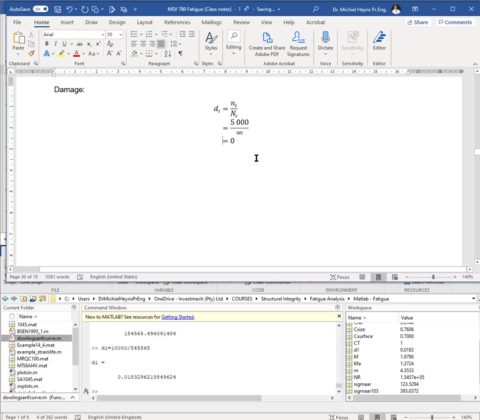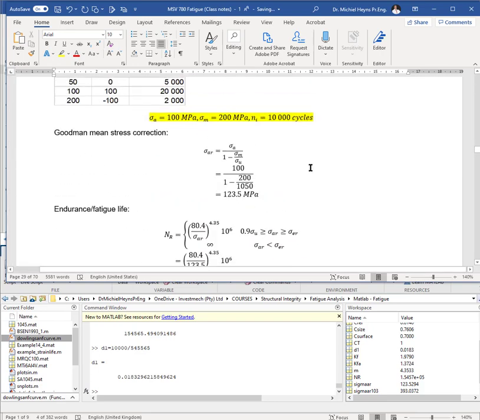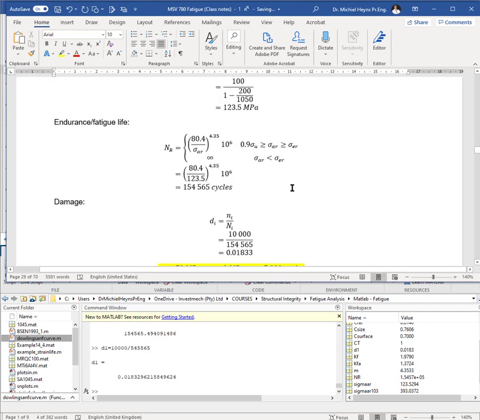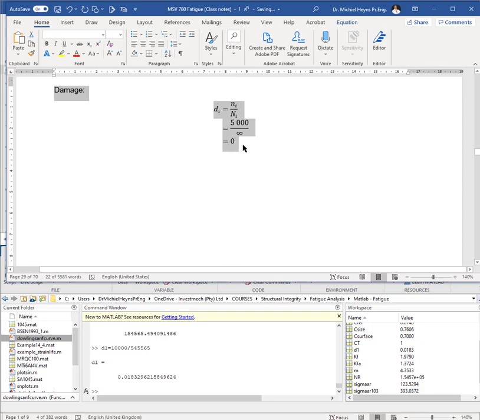Remember, we don't look here at ultra high or very high cycle fatigue. We just look at the stress life up to 1 million cycles. That's where we modeled the SN curve. Let's look at the 120,000. So let's copy this down. So now we have Control C, Control V.